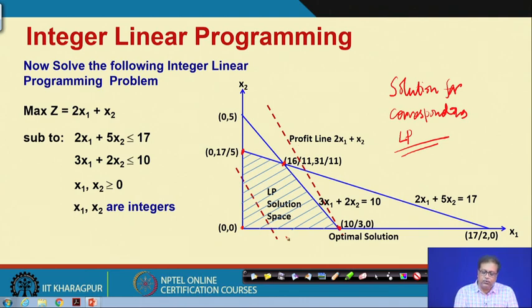Move the profit line parallel to itself. As you move it, at some point the profit line will touch one of the corner points, and after that it will leave the solution space. Obviously that is the point where we get the maximum value of the objective function. That will be our optimal solution.